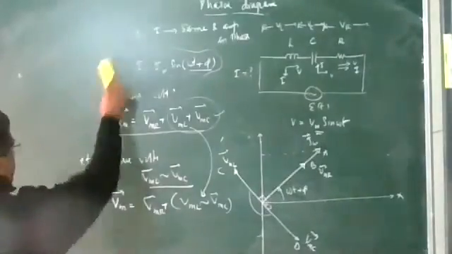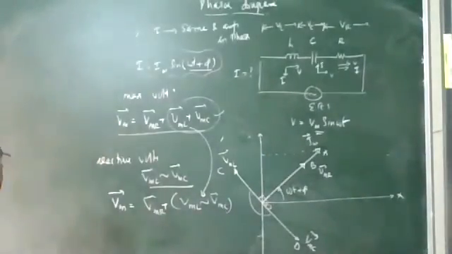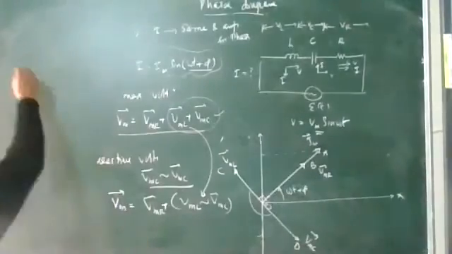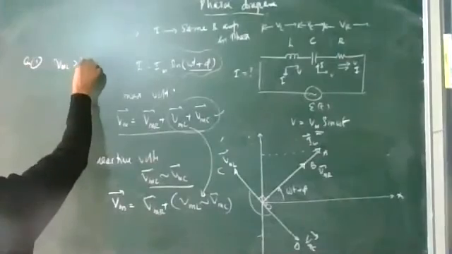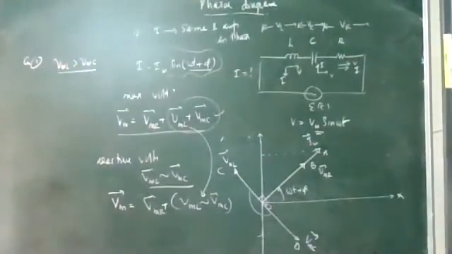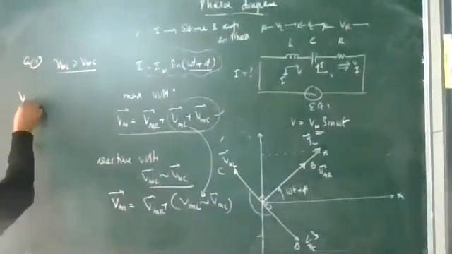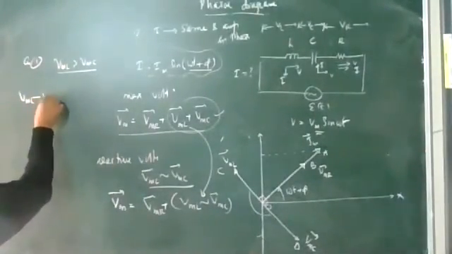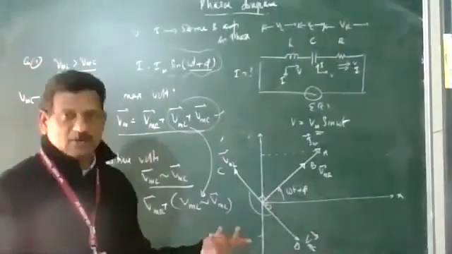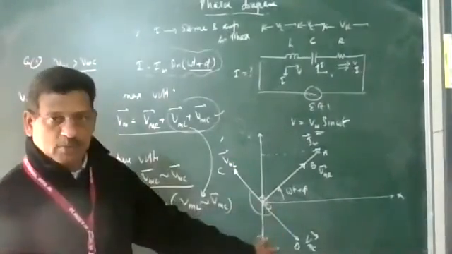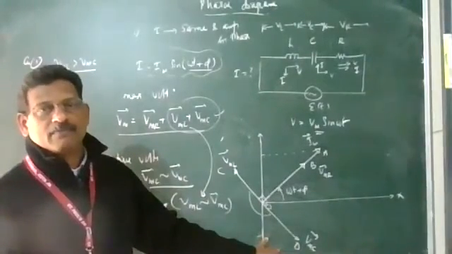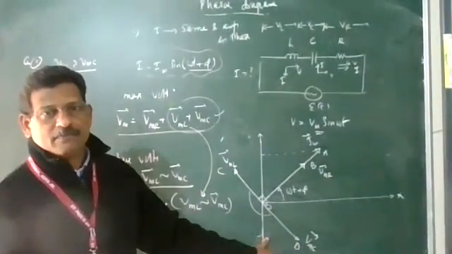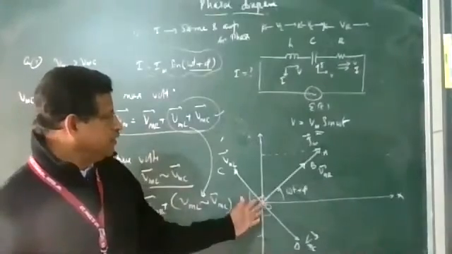So case one, where inductor voltage VML is greater than VMC. So we can write the greater value as VML minus VMC. Suppose this is 100 volt, this is 50 volt. What is the net voltage? The net voltage is 50. It will be in this direction.